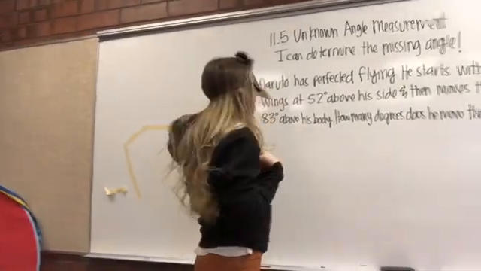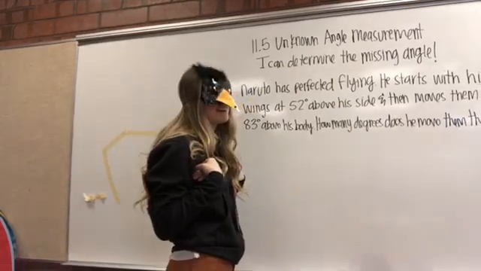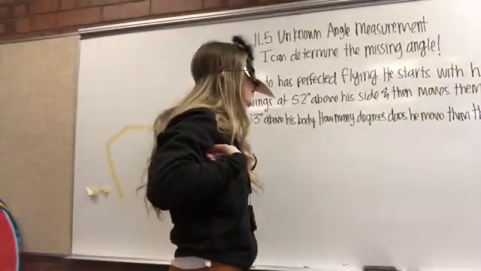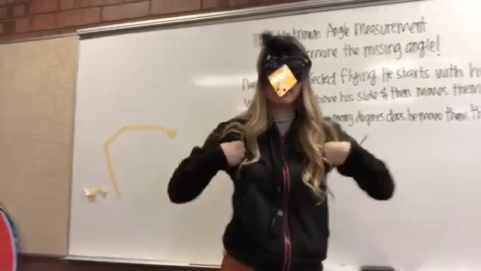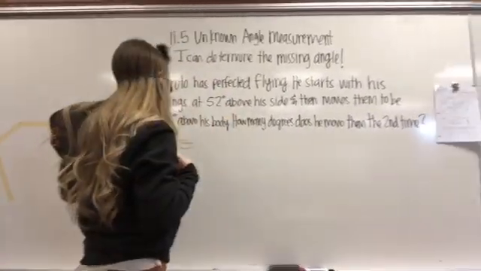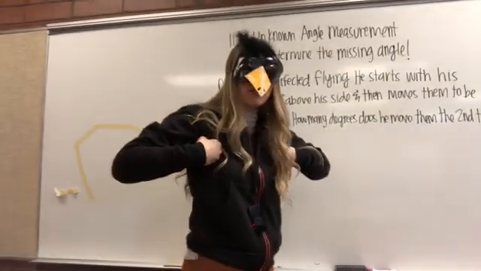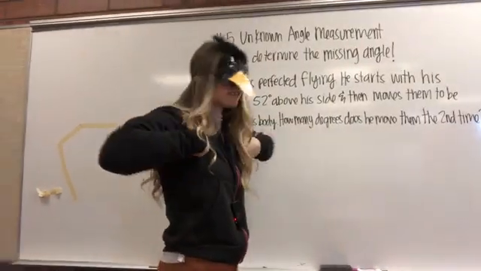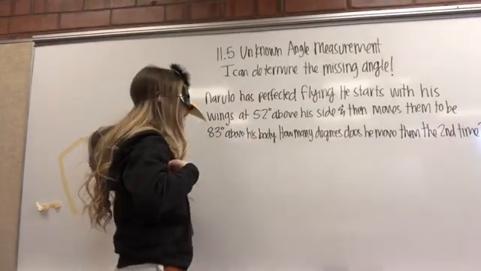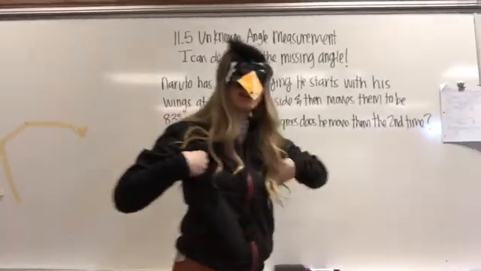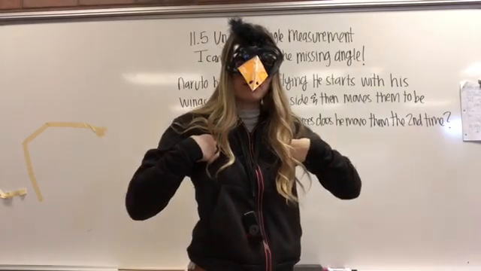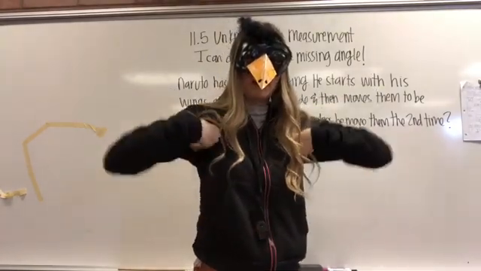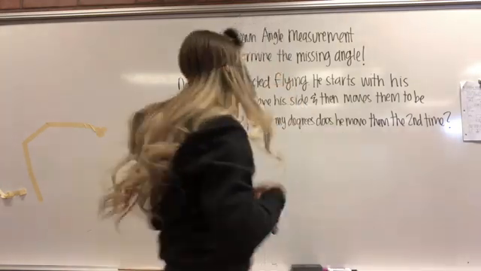Naruto, me, has perfected flying. He starts with his wings at 52 degrees above his side, 52 degrees, and then moves them to be 83 degrees above his body. So I go from 52 to 83 degrees above my body. How many degrees do I move that second time? So between my 52 and my 83, how many degrees do I move that second movement?